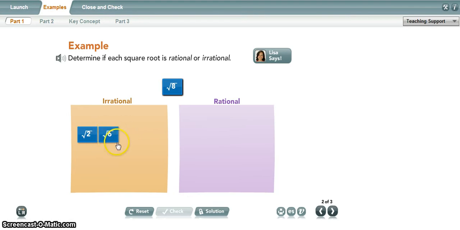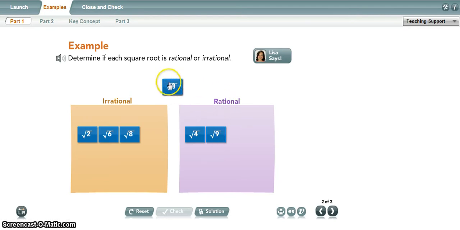6 is not a perfect square, so the square root of 6 would be irrational. Square root of 8, again, is not a perfect square, so it's irrational. Square root of 4 is 2, because 2 times 2 is 4, so this one would be rational. Square root of 9 is 3, so yes, it's rational.